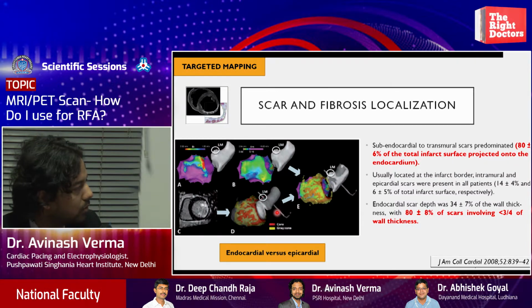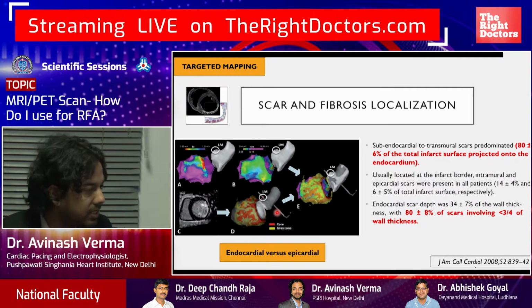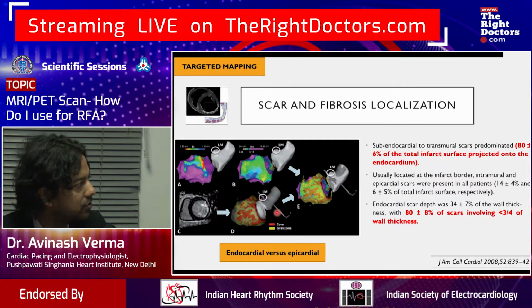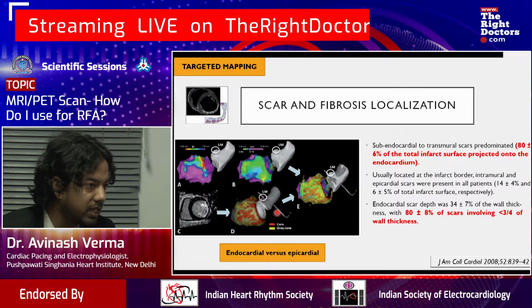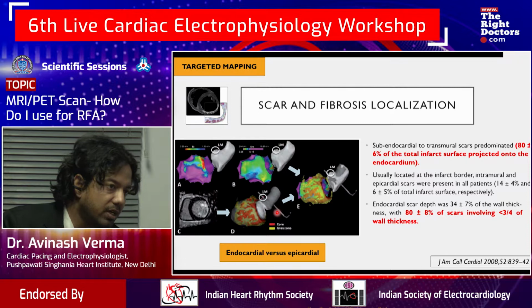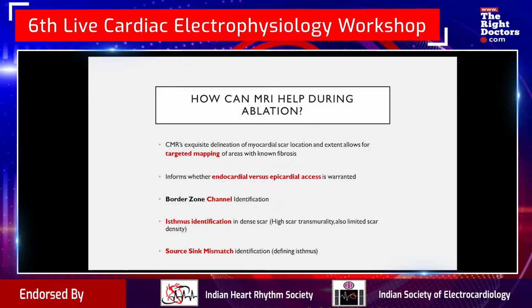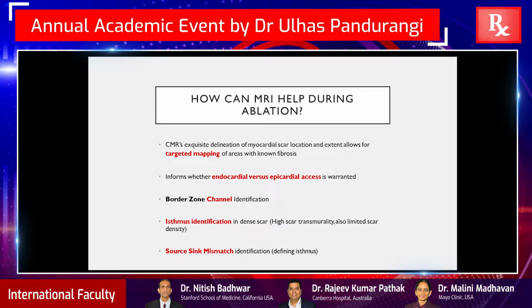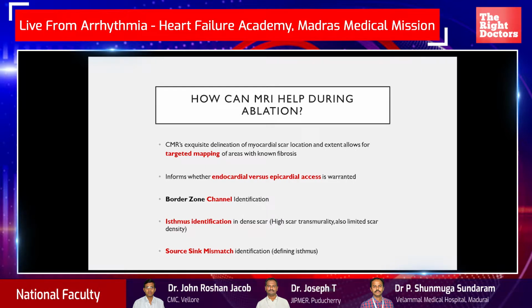Scar and fibrosis localization. Now this is very intuitive. We all know that scars can be seen on MRI and they can be displayed. Subendocardial or transmural scars predominate in acute MI. It's epicardial vessel ischemia which leads to subendocardial infarction, and sometimes up to transmural. Most of the time, the reason we are successful doing only endocardial mapping is because 80% of all the scar that happens in the myocardium is projected onto the endocardium. So most of the time, the scars are there on the endocardium.